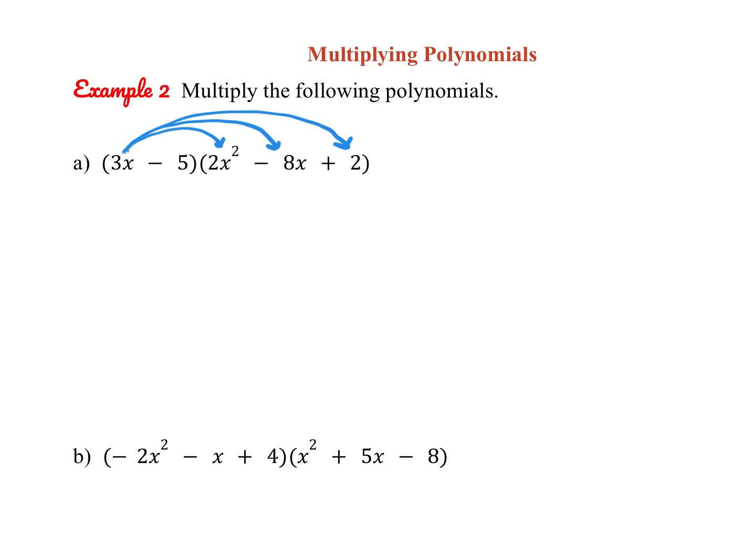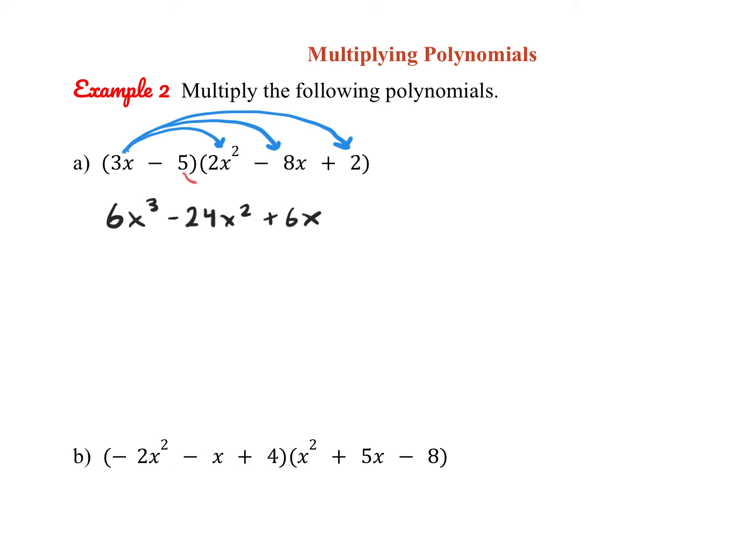So I have 3x times 2x squared. So 3 times 2 is 6. And remember, when we're multiplying terms with exponents, we add up the exponents, so it becomes x cubed. I have 3x times negative 8x, which gives me negative 24x squared. Then I have 3x times 2, which gives us 6x.